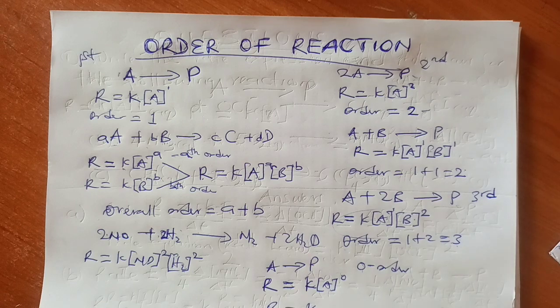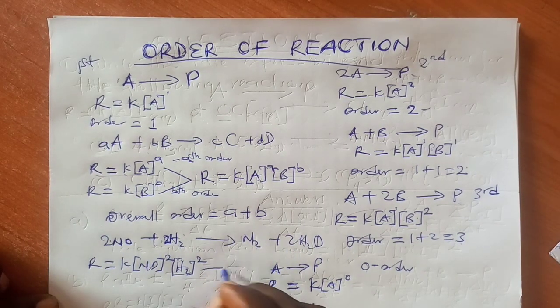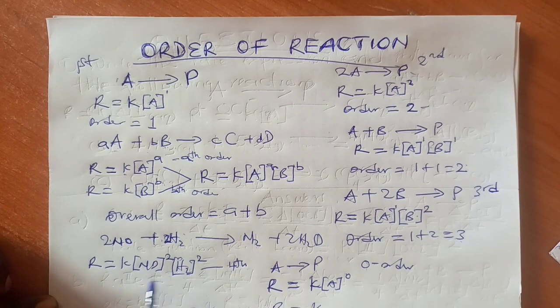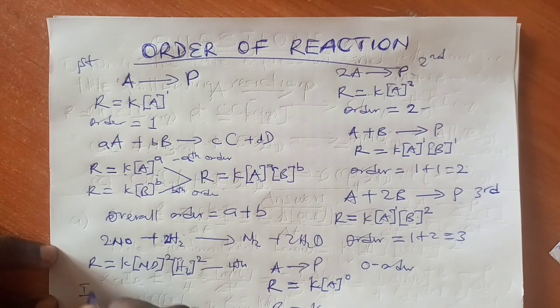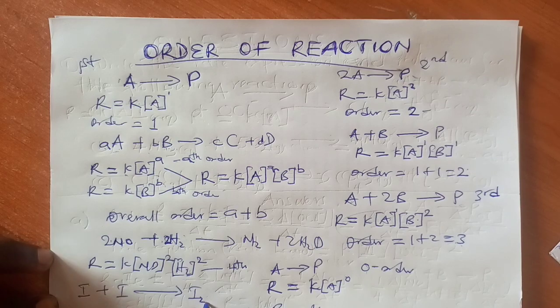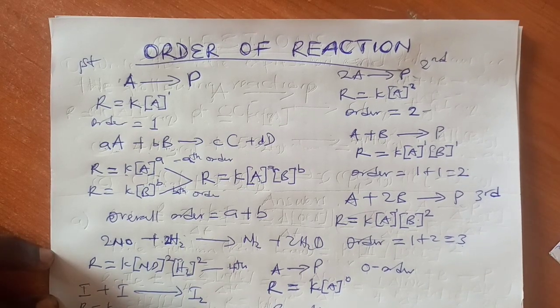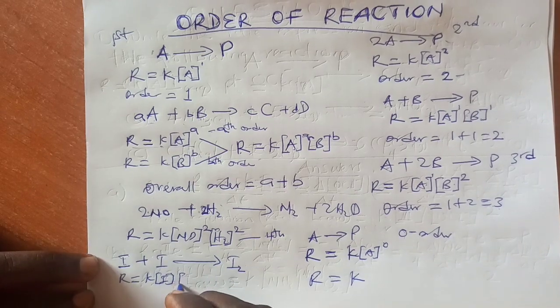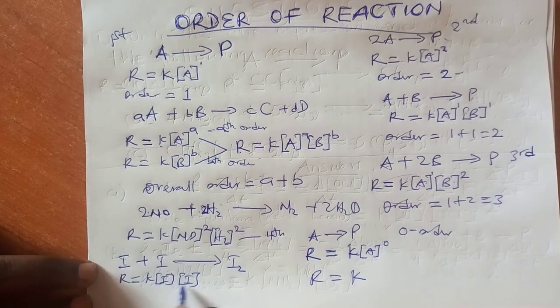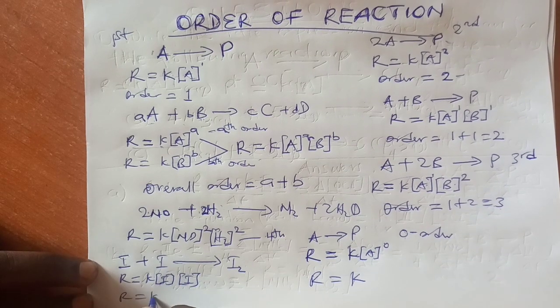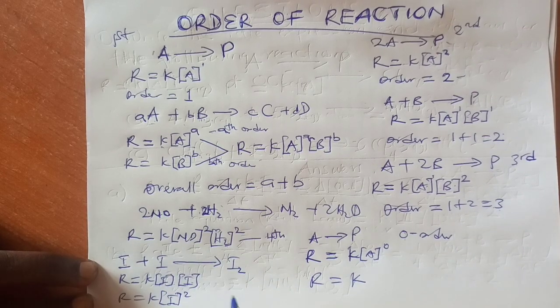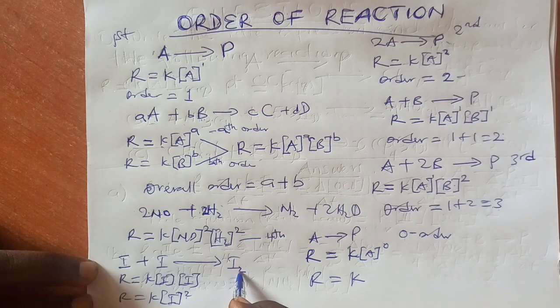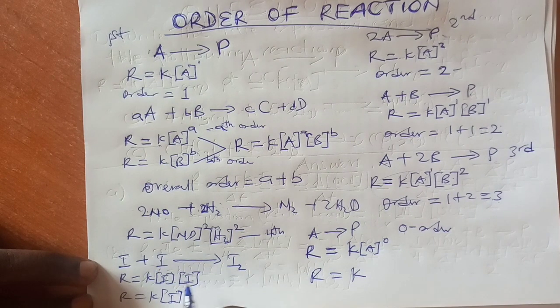Let me give you an example. This is an example I've given to you here that came out as a second order. If you look at this reaction, I plus I to give you I2, iodine. So this one, R will be equal to k[I] with respect to this, then with respect to this, you have [I] again. So this is a second order reaction. Why? Because you can have R is equal to k[I] squared. So this is a second order reaction because the product I2 depends on the concentration of 2 reactants, and also you can say because the power to which the concentration is raised is 2. So it's a second order reaction.